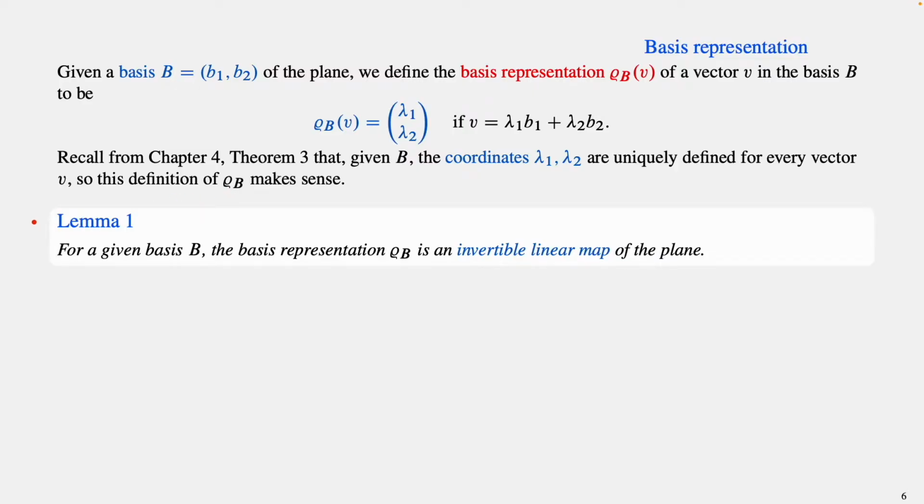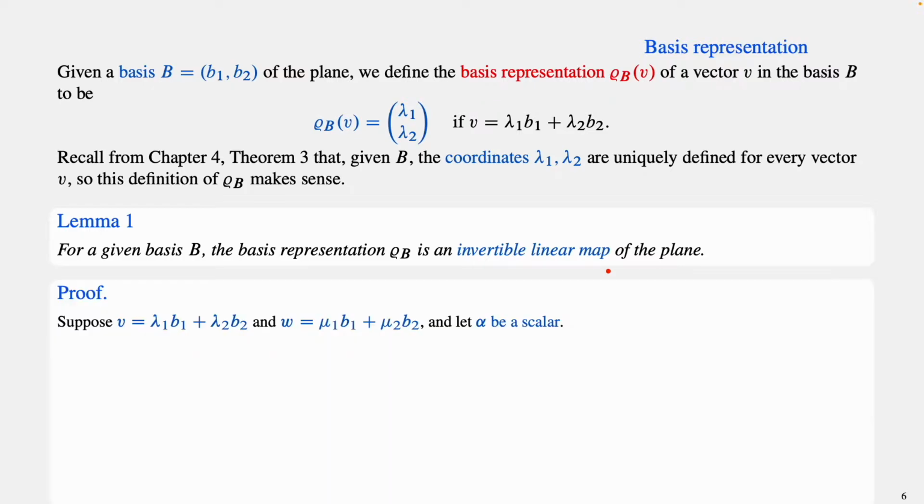Now we have lemma 1, which states that for a given basis b, this coordinate representation is in fact an invertible linear map of the plane. So rho b is linear in its argument v, and we can invert it. We can find an inverse map.